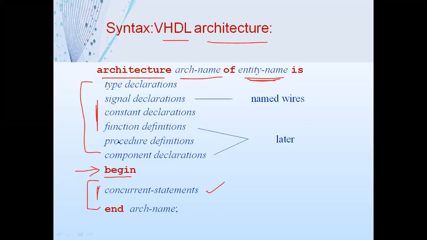Between these two keywords, we declare the signals, constants, functions, procedures, and components. Types and all of these are declared between the architecture and begin. It is called the declarative part of the architecture body. The actual statements which implement the functionality of the circuit are between the begin and the end keyword, and implement your digital system.